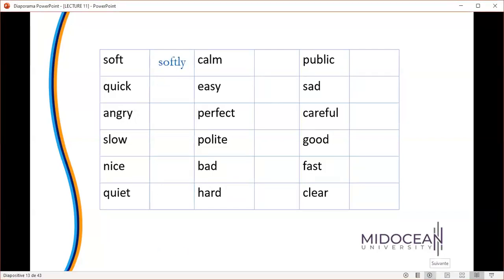Okay, here you have the answers. So soft adverb, softly, quickly, angry, angrily, slow, slowly, nice, nicely, quietly. Okay. Good, Afswa. Thank you for participating. Let's continue. Second list. Wants to answer?